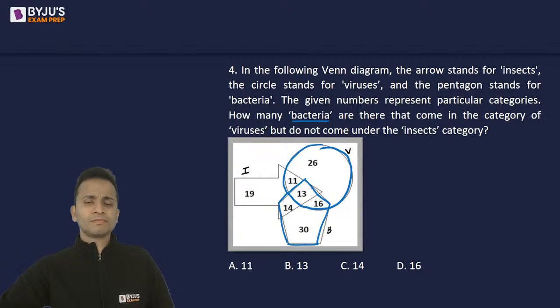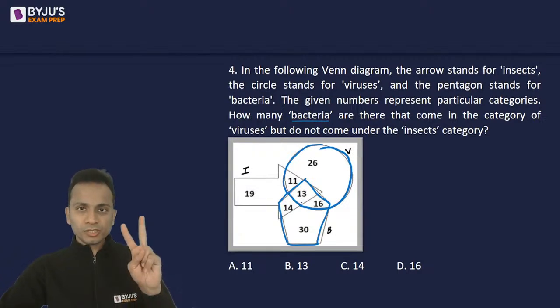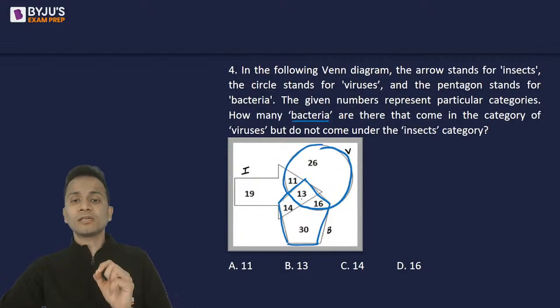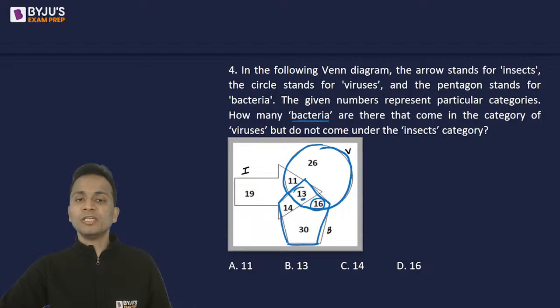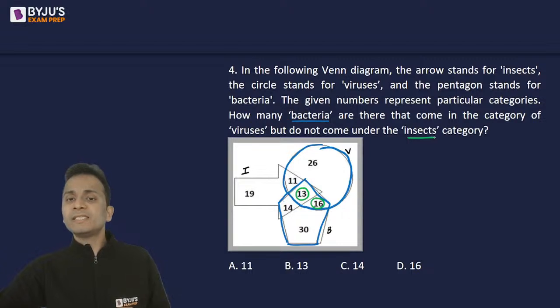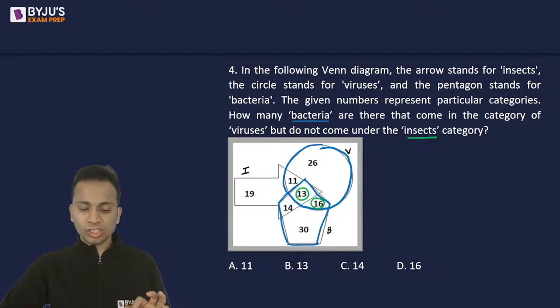Right now I can see only 2 numbers which are inside the circle as well as pentagon, which are 13 and 16. So 13 and 16, these are the 2 numbers which are inside the circle as well as pentagon. Let me mark it with a different color. Now, it should not be in the insect category. So insect is arrow, so it should be outside the arrow.